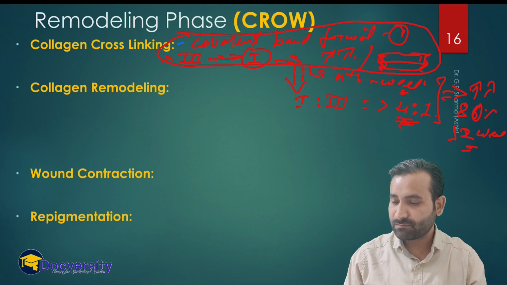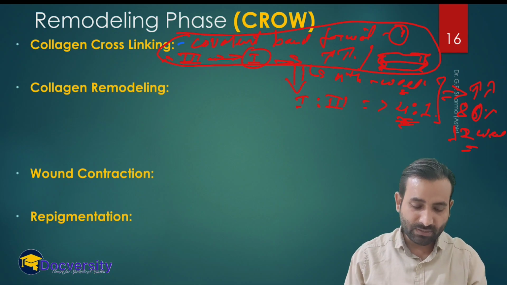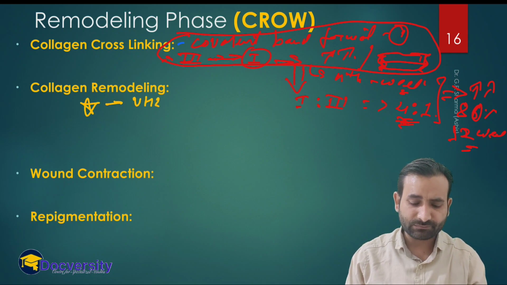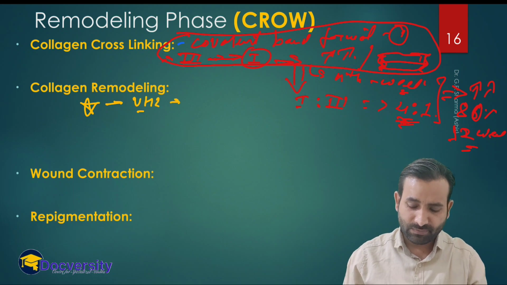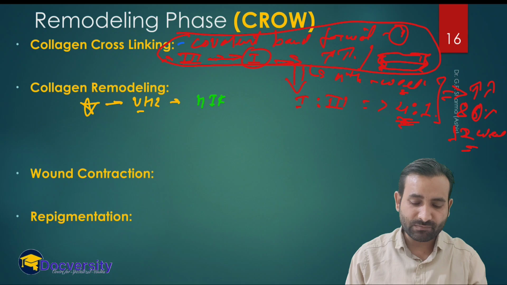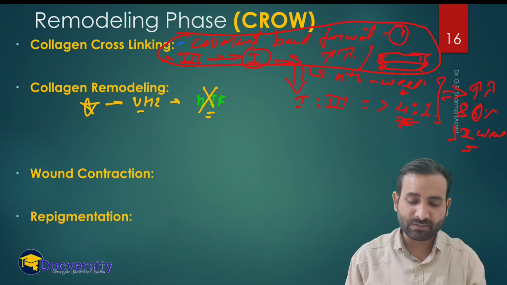After that, the collagen remodeling. What happens in the collagen remodeling? In the collagen remodeling, you will have the fibroblast. This fibroblast begins to release VHL. This VHL begins to kill the HIF. Do you remember hypoxia-inducible factor, which was causing the angiogenesis? So if the HIF is killed, new vessel formation, new vascularization, will stop.